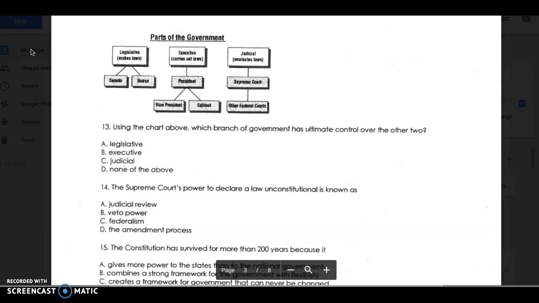Number 14. The Supreme Court's power to declare a law unconstitutional is known as A. judicial review, B. veto power, C. federalism, or D. the amendment process.